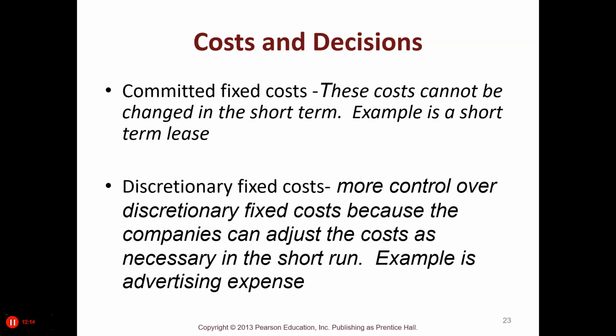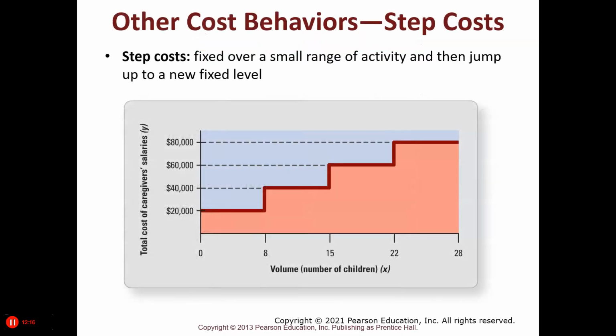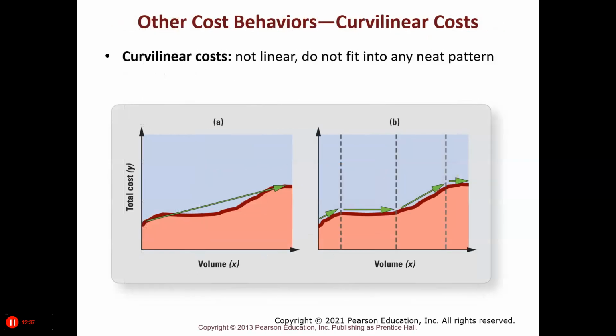Now let's look at a couple more graphs. This is what's called a step. And I'll give you an example of this: if we are in a 1,000 square foot building, and we change production and now we need another building, that would be a step in cost because what ends up happening is our fixed costs would go up. And this is a curvilinear cost. It's not linear, doesn't fit any neat pattern. And that concludes part 1.